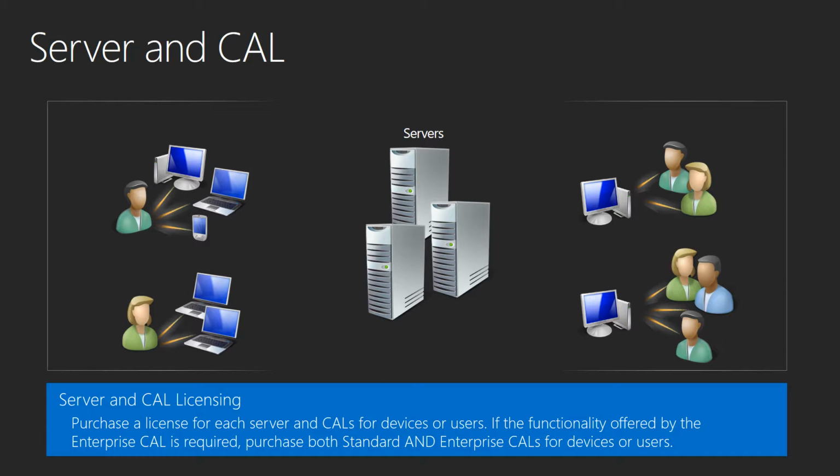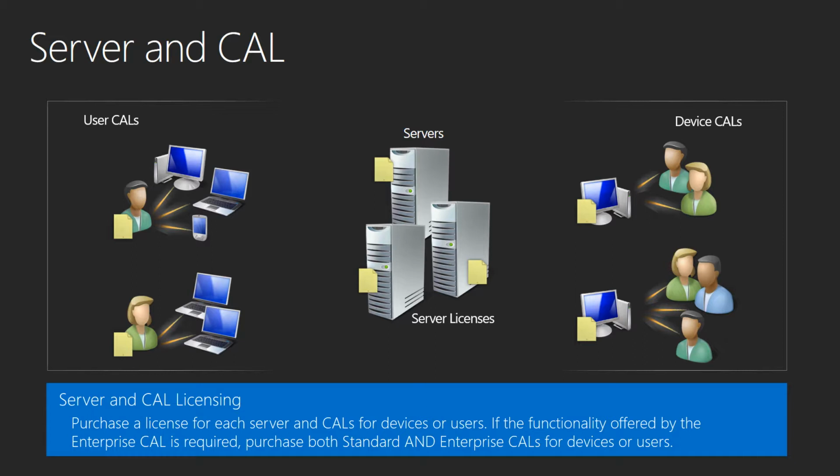You can see the 3 servers in the middle of my slide again and the clients around the edge, and the server bit of the server and CAL model simply means that we need a license for every server with Exchange installed on it. And as we saw before, the CAL bit stands for Client Access License, and these can be assigned to either users or to devices. But Exchange Server has got its own special twist on the server and CAL licensing model.